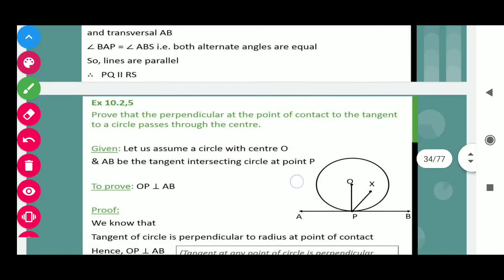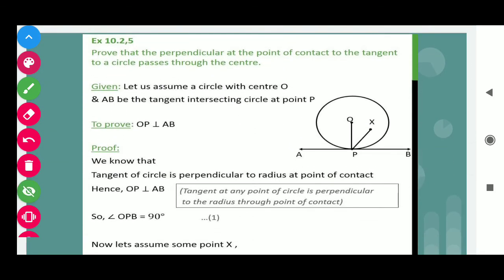Now students, here we have question number 5. Prove that the perpendicular at the point of contact to the tangent to a circle passes through the center. Students, we need to prove that the perpendicular at the point of contact. You can see here OP is the perpendicular at the point of contact P to the tangent. Tangent is AB. To a circle passes through the center. Now let's start the solution. Let us assume a circle with center O. AB be the tangent intersecting the circle at point P. We need to prove that OP is perpendicular to AB.